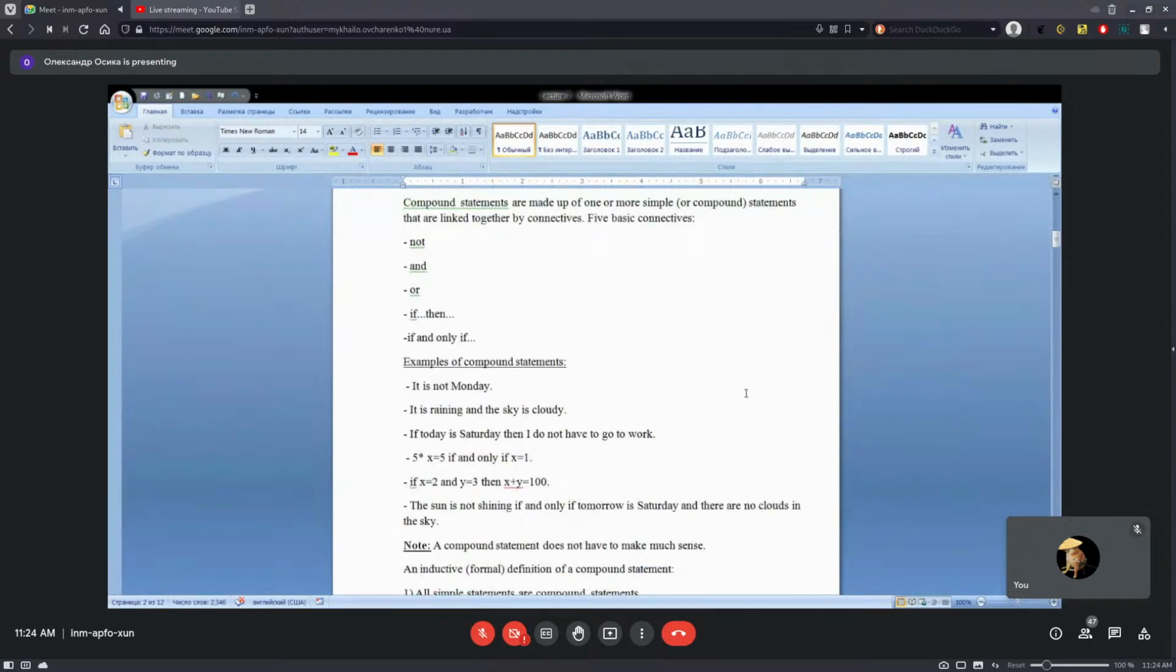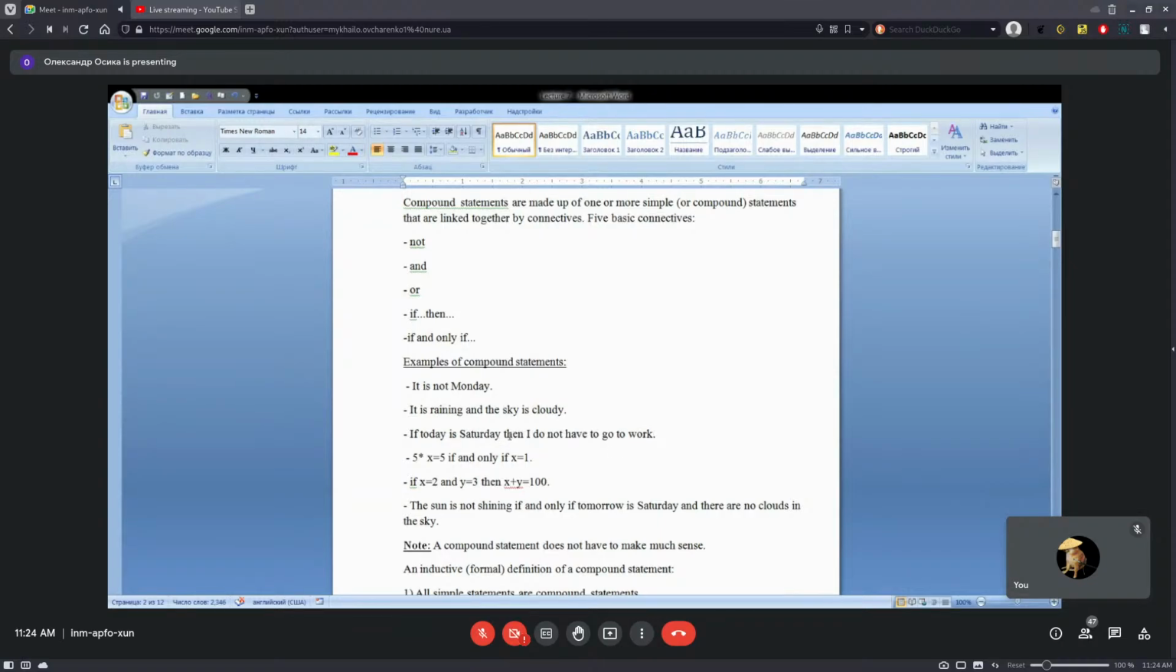Examples of compound statements. It is not Monday. It is compound because this statement was made from the statement it is Monday. It is raining and the sky is cloudy. Also 2 simple statements: it is raining, and the second statement, it is cloudy, connected by and. If today is Saturday, then I do not have to go to work.